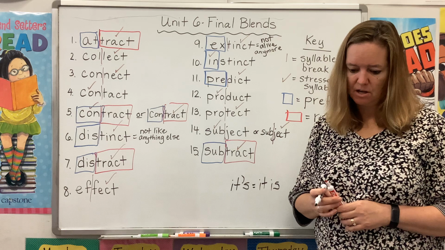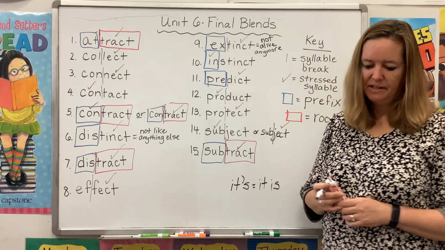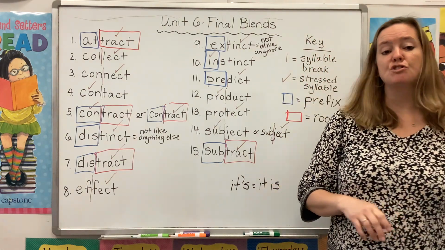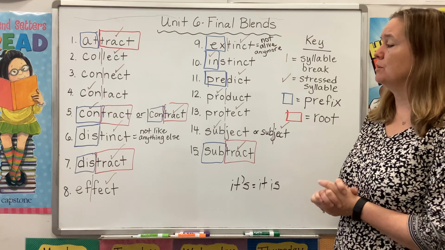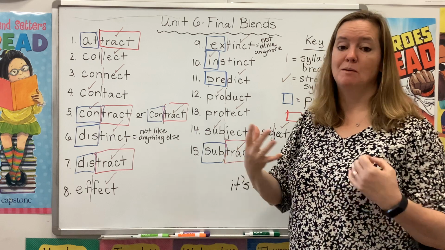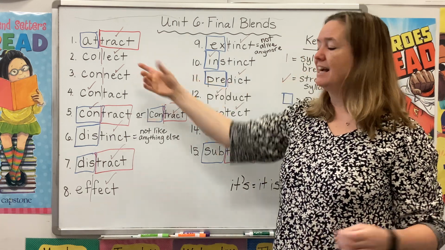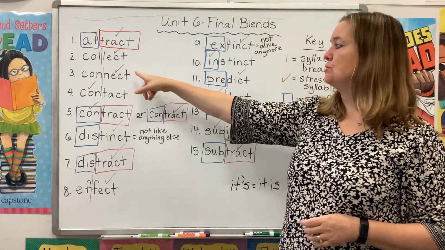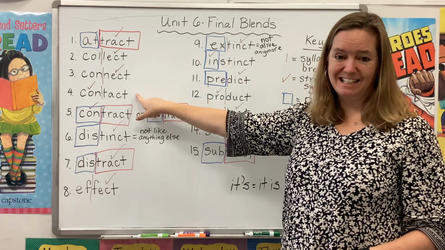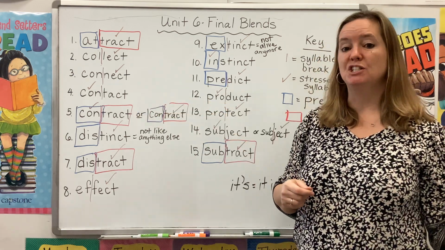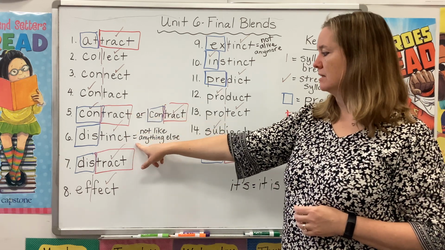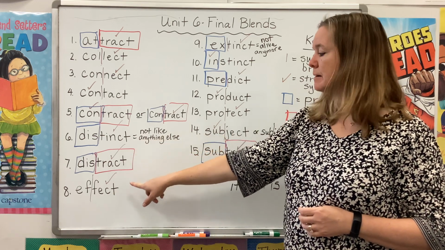Also, what else do we need to talk about? I think that's it. All right, so very quickly, let's just make sure that you understand what all your words mean. So we talked about attract, that means to pull something towards you or pull someone's attention towards you. To collect is to gather stuff together. To connect is to put 2 things together. To contact someone is to call them or reach out to them. You're trying to make a connection with them. We talked about contract. We talked about distinct, distract.